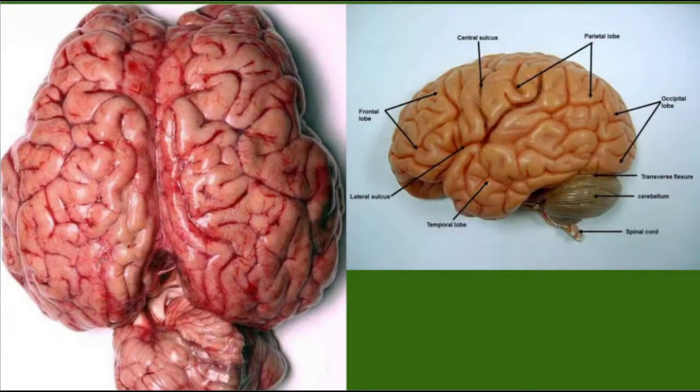This one is a brain, looks like a pea. This is a real picture of a brain: the parietal lobe, the occipital lobe, the transverse fissure, the cerebellum, the spinal cord, the temporal lobes, the lateral sulcus, the frontal lobes, and the central sulcus. Okay, come to the next question.